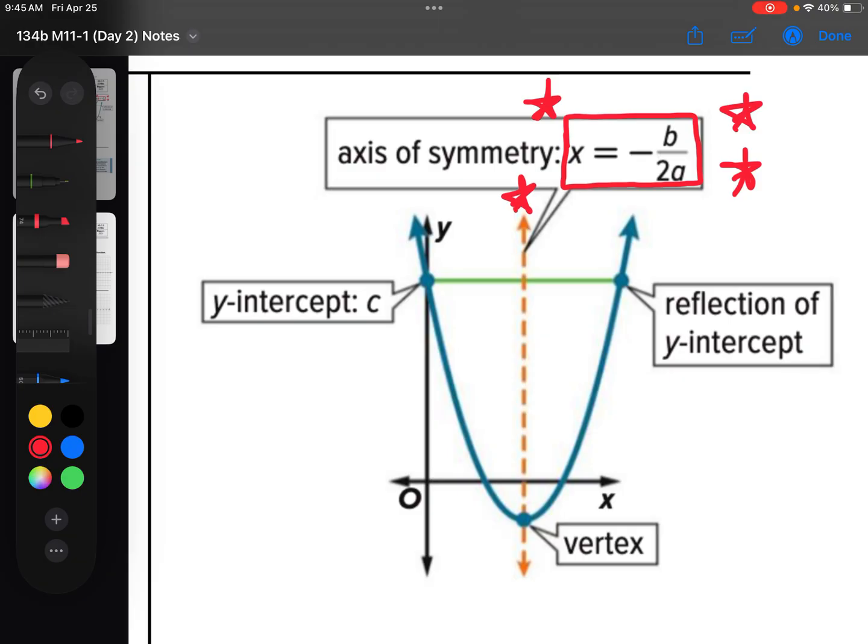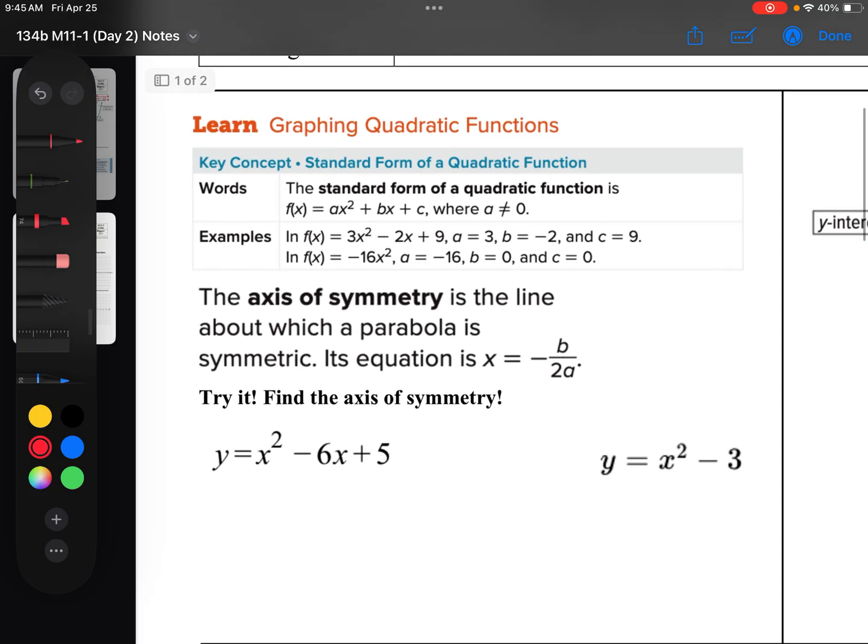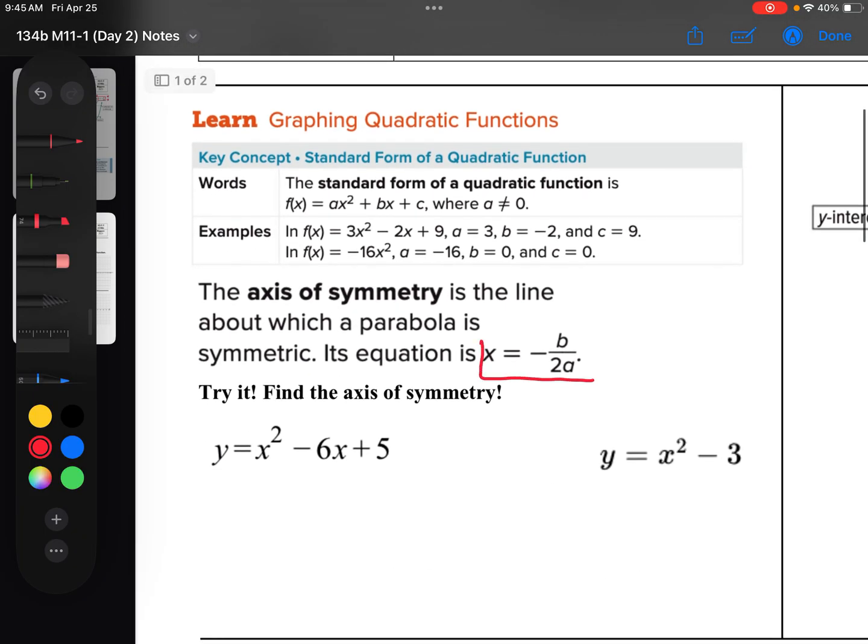The important thing today is to remember how to find the axis of symmetry, because this is going to be the basis of graphing parabolas. So how do we actually create a graph of these? Remember, the standard form of a quadratic function is ax squared plus bx plus c. You're going to keep seeing that come back for a while, okay?